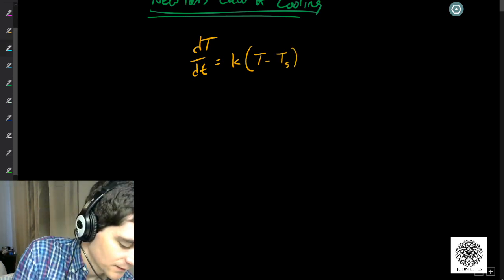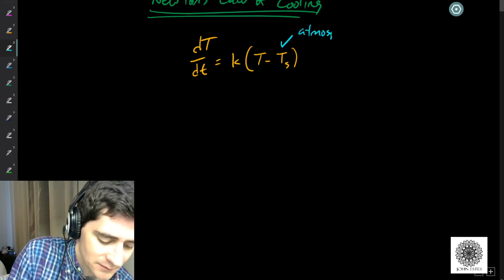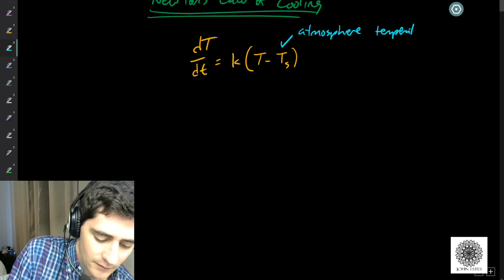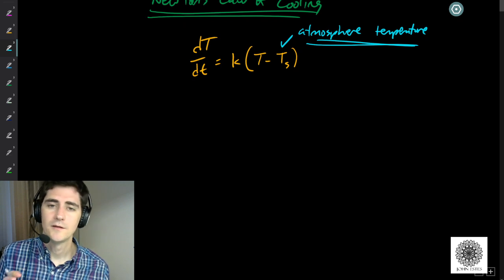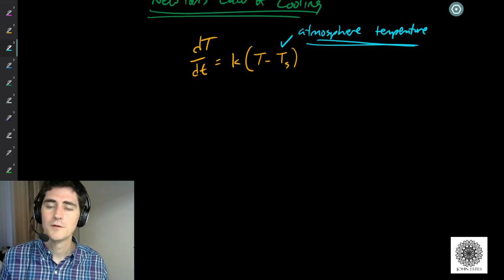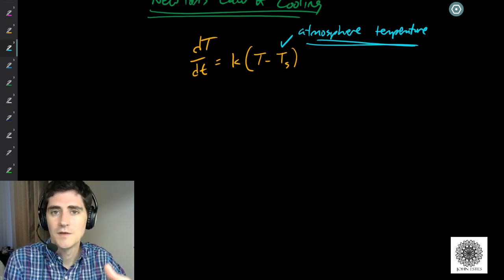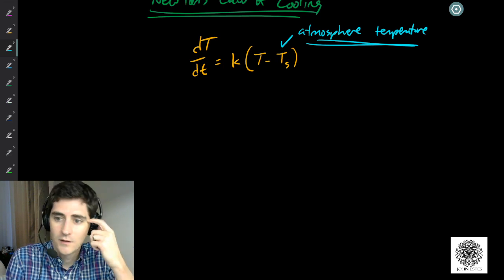So this Ts means atmosphere temperature. Right? So if you take it out of the oven into a 70-degree room, which is kind of a common thing we're talking about when our food is cooling down, how long will it take to cool down to a comfortable temperature? This is the equation that models that.